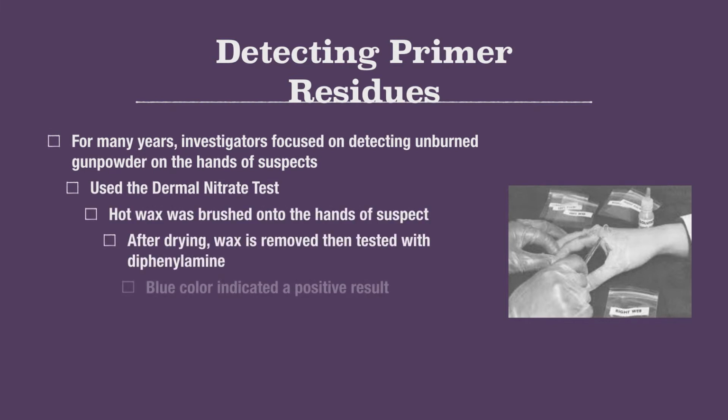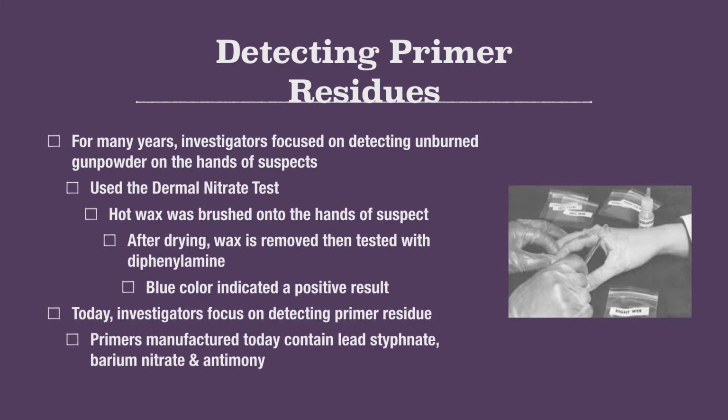For many years, investigators focused on detecting unburned gunpowder on the hands of the suspect, and they used the dermal nitrate test, in which hot wax was brushed onto the hands of the suspect, and then after drying, the wax is removed and tested with diphenylamine, which would turn a blue color, indicating a positive result for gunpowder.